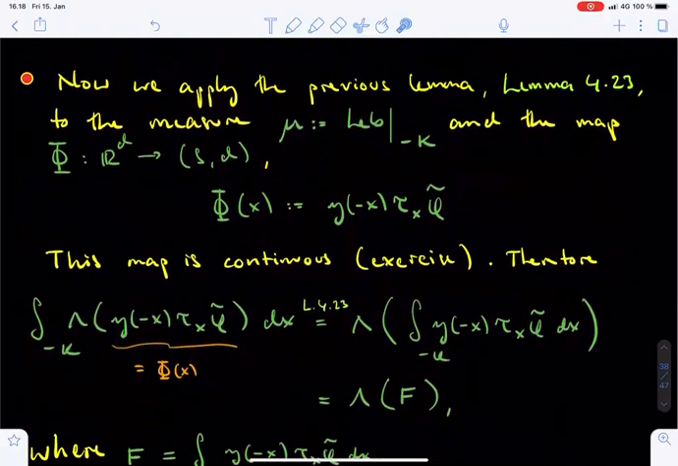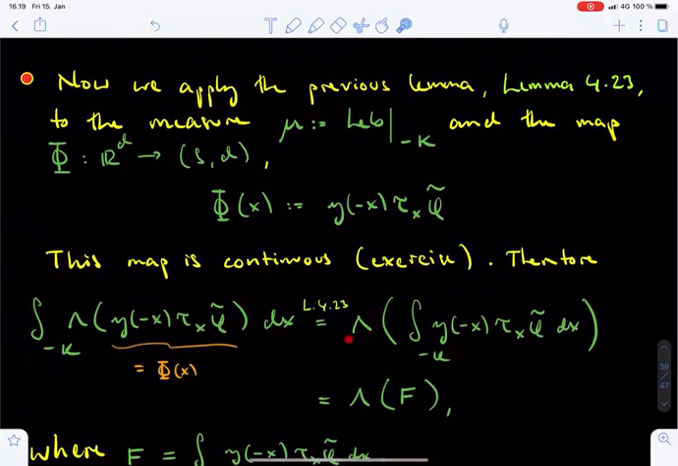With this notation, we may apply Lemma 4.23 as follows. We start with the integral we saw above, namely the integral over minus K of lambda acting on the function eta of minus x times tau x of tilde phi dx. Then we recognize that lambda is precisely acting on the function capital Phi of x, and the integration is with respect to the measure mu. Therefore, Lemma 4.23 states that the tempered distribution lambda can be pulled outside the integral.